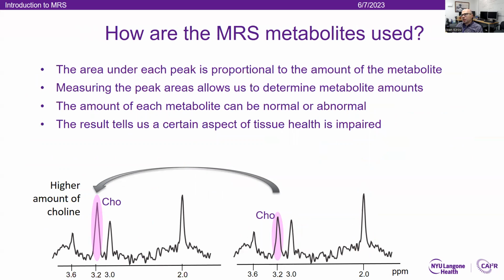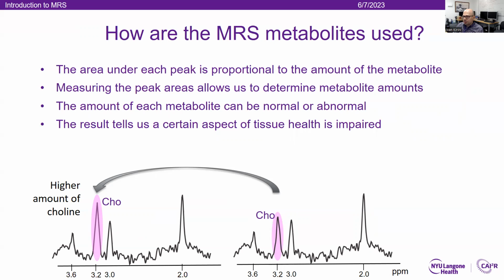So how are these MRS metabolites used? This is very important. The area under each peak is proportional to the amount of metabolite. So measuring the peak area will allow us to determine how much of the metabolite there is. And that quantity can be either normal or abnormal. And that result tells us if a certain aspect of tissue health is impaired.